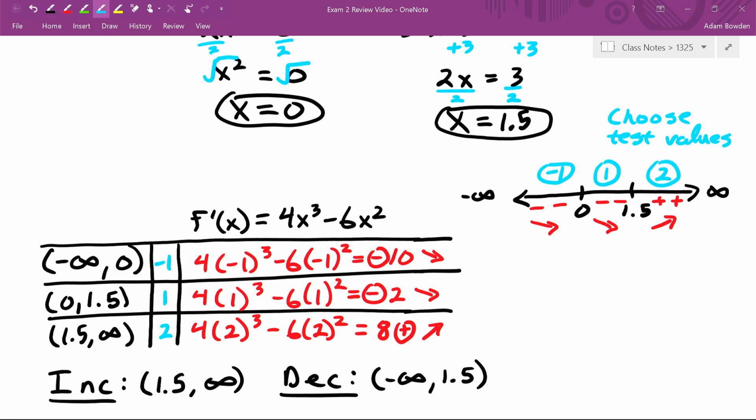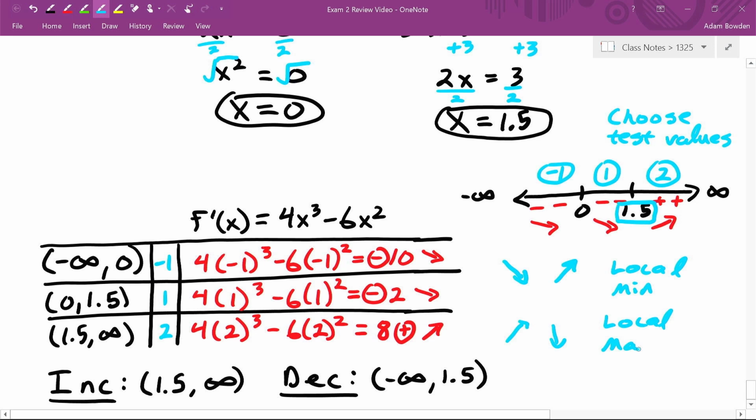Then, after we do that, we'll check local max, local min. If the graph goes down and then comes up, that's the case of a local minimum. If the graph goes up and then comes down, that's the case of a local maximum. In this case, we have it go down and then up. So that'll be the case where we have a local minimum here at 1.5 for x.